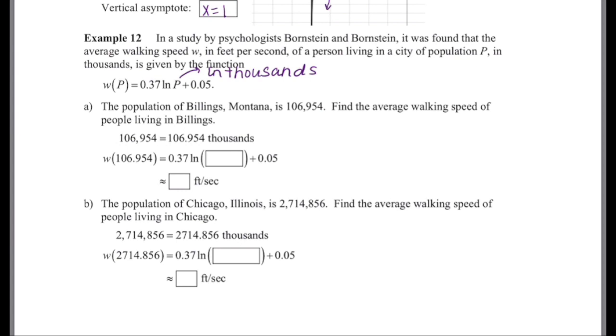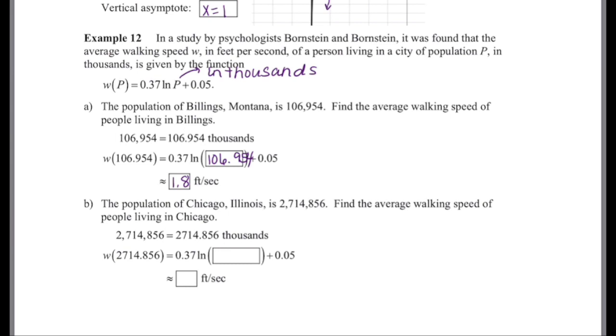Keep in mind that I'm going to translate 106,954 into thousands. This is 106.954 thousands. This is important. If we were to put that whole thing in there, our number would be completely skewed. So I'm going to evaluate at 106.954 thousands. And when I do, I see that the average walking pace is about 1.8 feet per second.